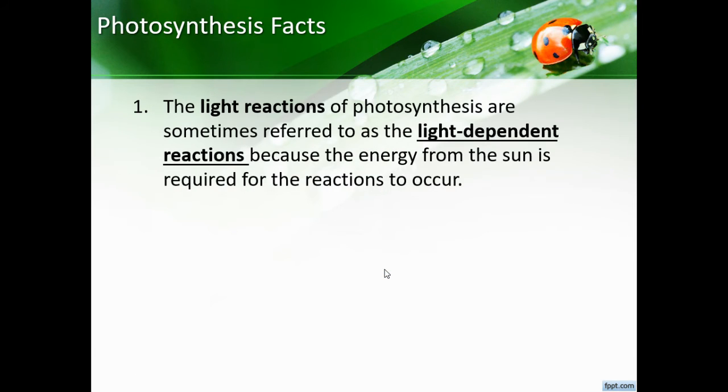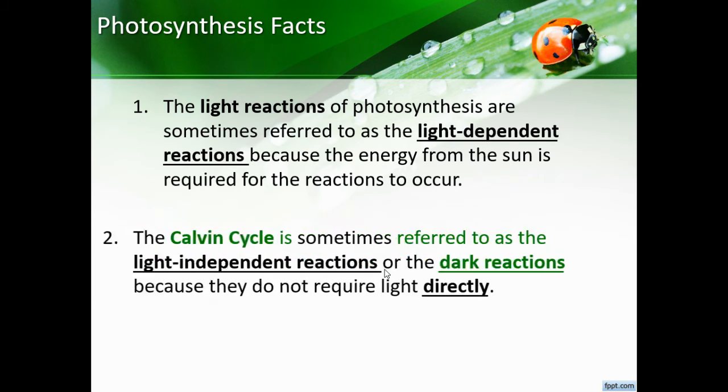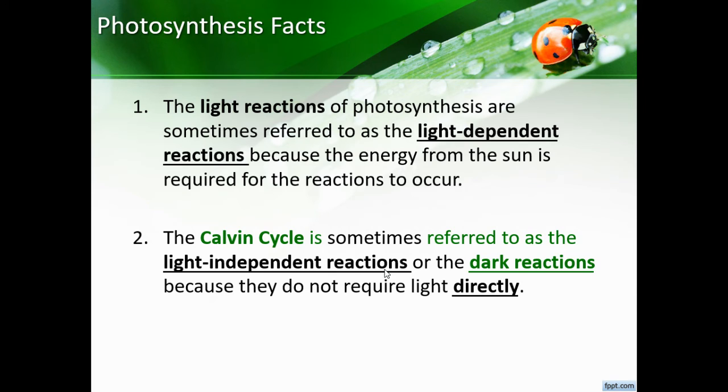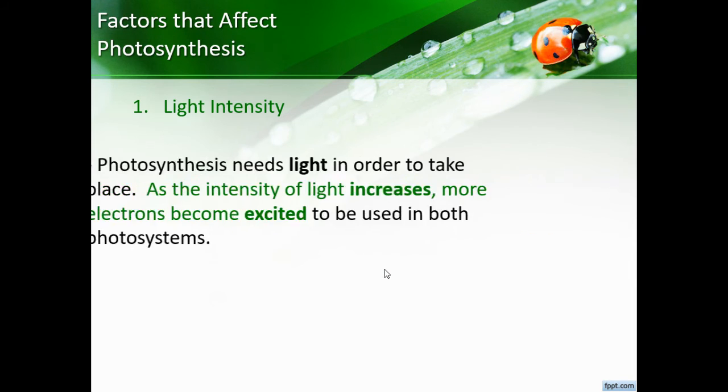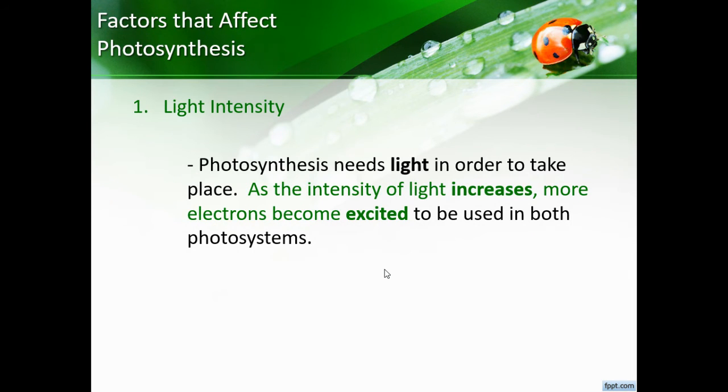The light reactions of photosynthesis are sometimes referred to as the light-dependent reactions because the energy from the sun is required for the reactions to occur. I didn't have you write that down because I figure you can put those 2 things together. Light reactions, you need light. The Calvin cycle is sometimes referred to as light-independent reactions or the dark reactions because they do not require light directly. So here's a couple factors that affect photosynthesis.